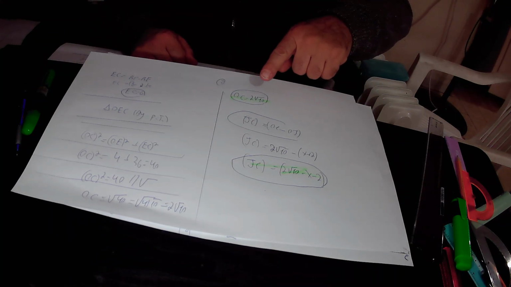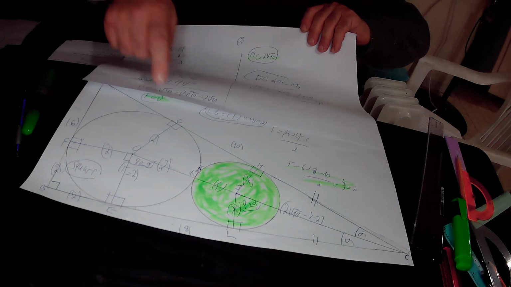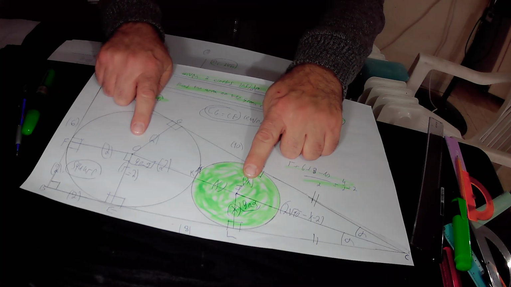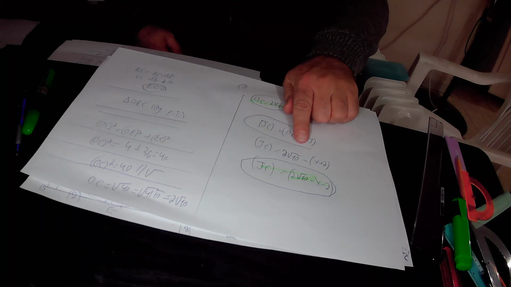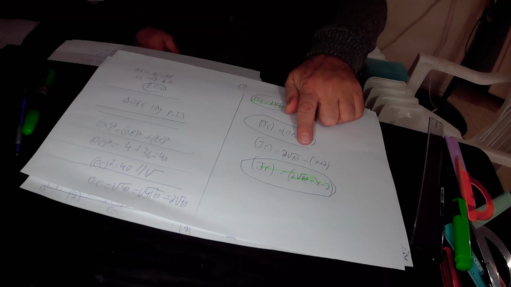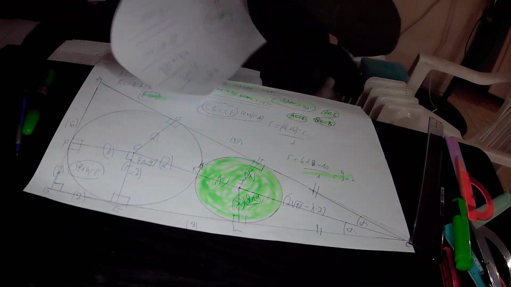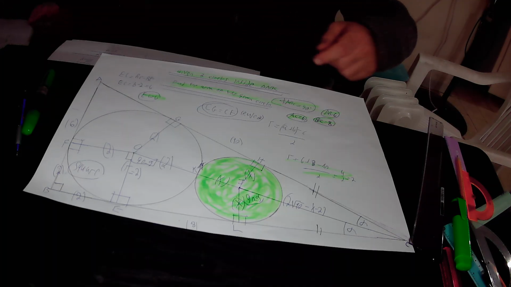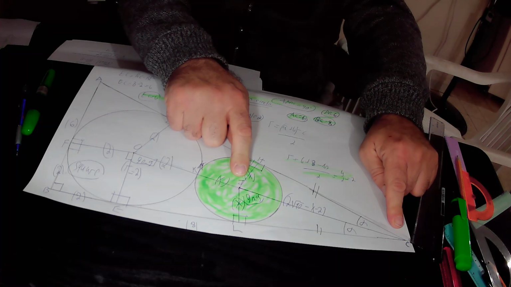Again, JC equals OC minus OJ. So OC is 2 times root of 10 minus OJ, and OJ equals x plus 2. So we found out that JC equals 2 times root of 10 minus (x plus 2). Here we open the brackets and we found out that JC equals 2 times root of 10 minus x minus 2.